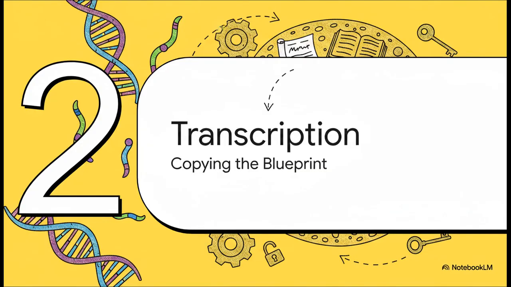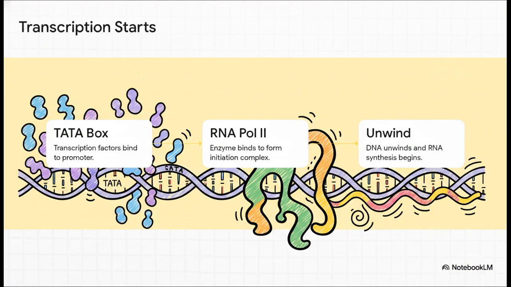Moving right along to section 2, transcription, or copying the blueprints. This entire first phase takes place in that biological front office we mentioned, the nucleus. Now, the cell doesn't just blindly copy everything, it targets specific genes using a special region called the promoter. In eukaryotic cells like ours, this promoter features a crucial sequence known as the TATA box, because it's just the sequence of nucleotides TATA. Watch how specialized proteins called transcription factors spot this exact TATA box and carefully dock onto it. Only once those factors are perfectly positioned can the big boss enzyme RNA polymerase II finally bind to the DNA.